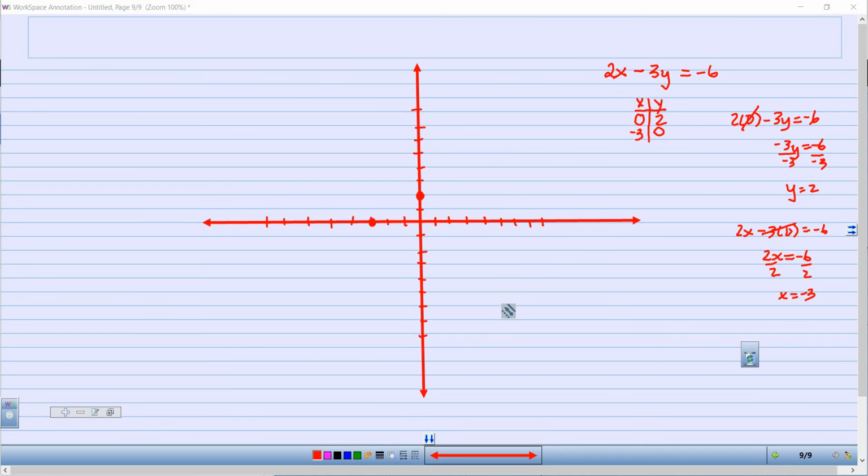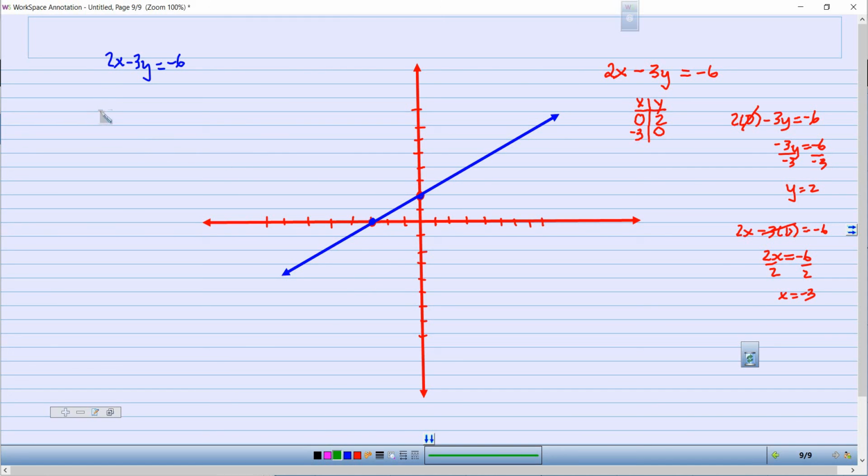Okay, and then again, if this is an equation, then I would simply draw a line that goes through those points, and anywhere on that line, 2x minus 3y is equal to negative 6. So in fact, let's do this. I'm going to write it: 2x minus 3y is equal to negative 6. That is going to be my blue line equation.